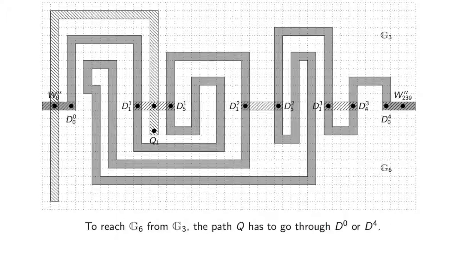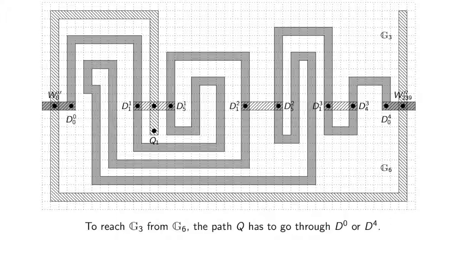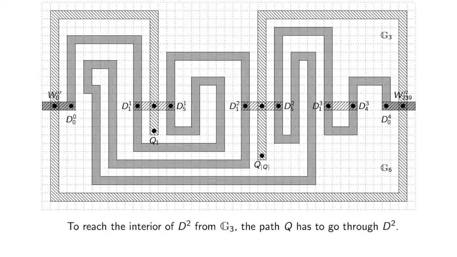Now suppose that the path Q goes through the dual segment E0, then it enters the interior of the dual segment E0 which is the graph G6. To leave the graph G6, the path Q has to go through the dual segment D0 or the dual segment D4. Here it goes through D4 and it enters the graph G3 another time. Finally the path Q goes through the dual segment D2 to enter its interior.